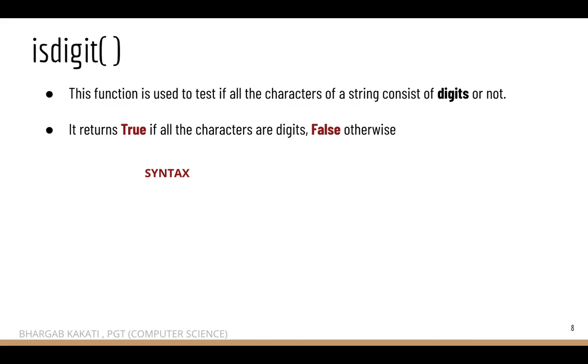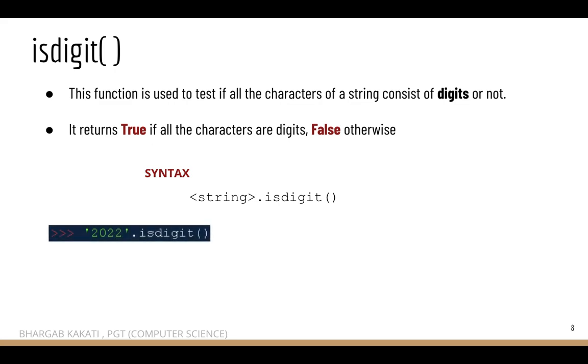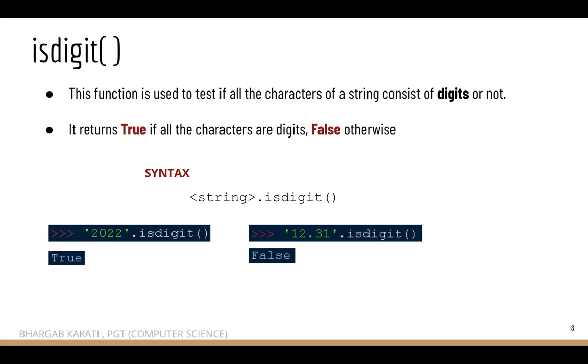How does the syntax go? The syntax goes as follows: string dot isdigit. So if the string is 2022, all the characters are digits, so 2022 dot isdigit will fetch you true. If I write 12.31 dot isdigit, here we have a symbol called point which does not come under 0 to 9, therefore it will return false. The third example is obviously false because here we have alphabets along with digits. So the result will be false.